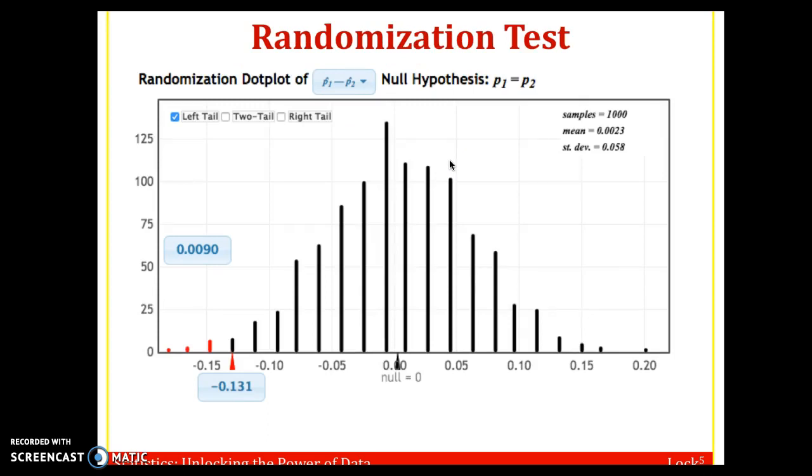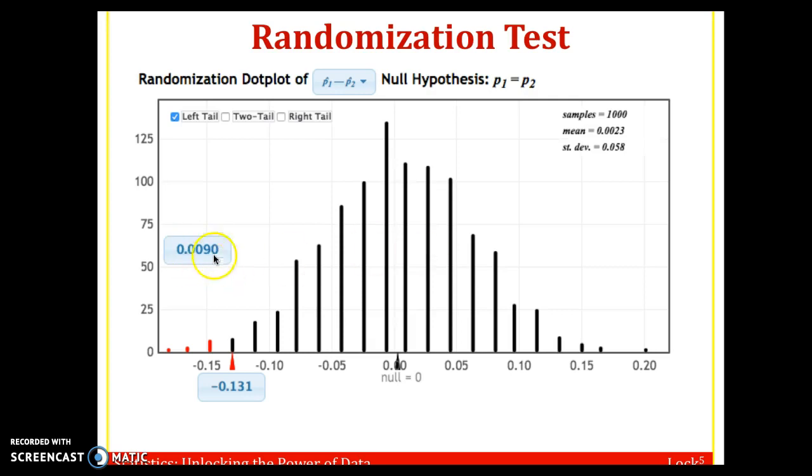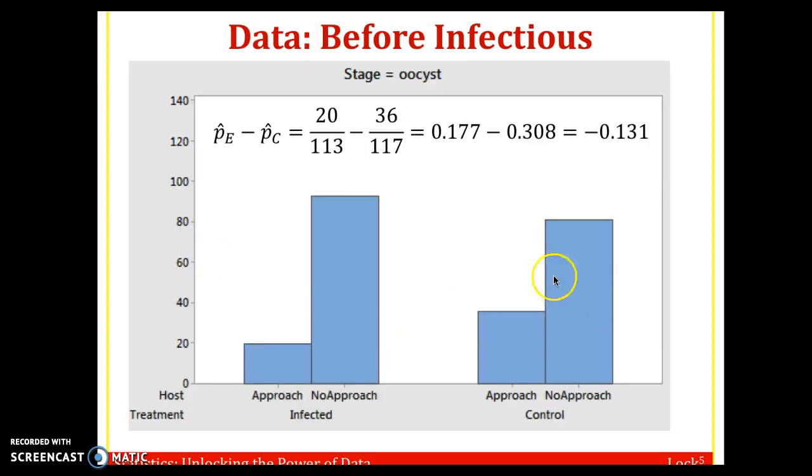So we did a 1-2 randomization test, entered in the data, get at least 1,000 samples, enter in your statistic down here, the minus 0.131, and it's a left tail because we're doing a less than as the alternative hypothesis, and we get a p-value about 0.009. So notice if we kept going, we would reject the null hypothesis. This p-value is very small, so there's fairly strong evidence that the control group approached humans at a much higher rate.